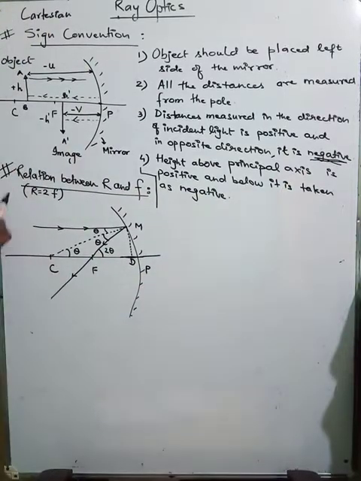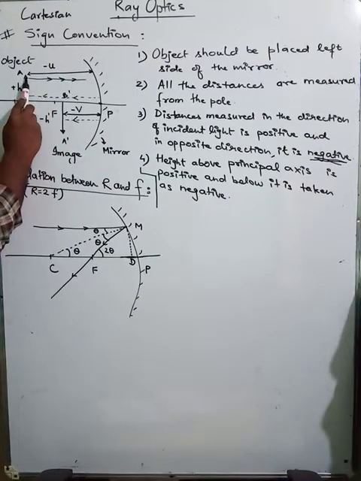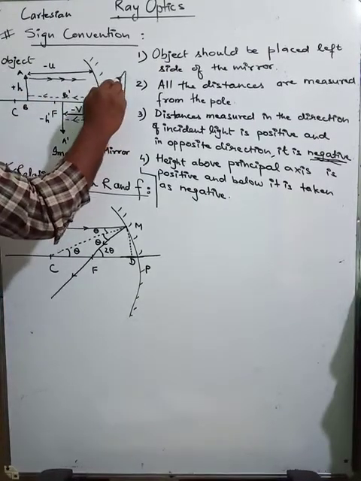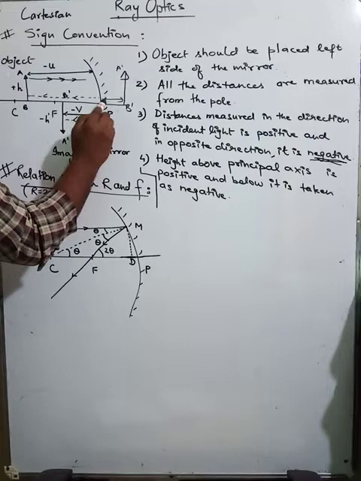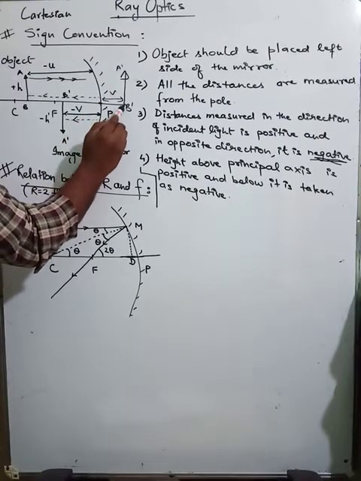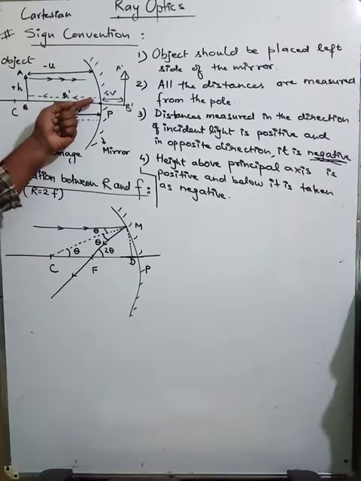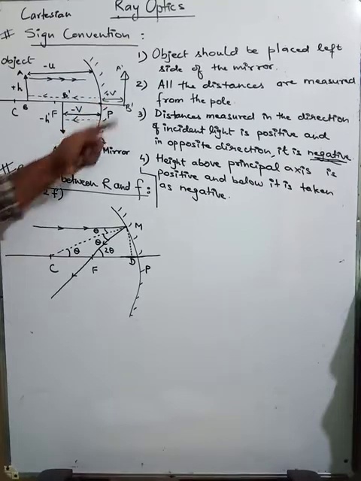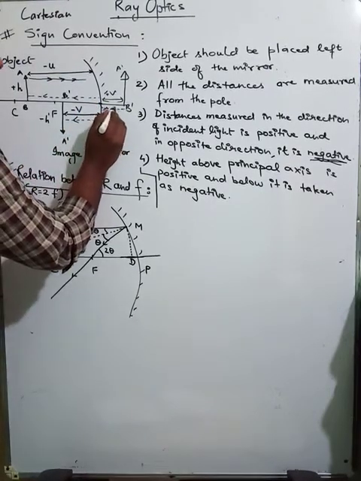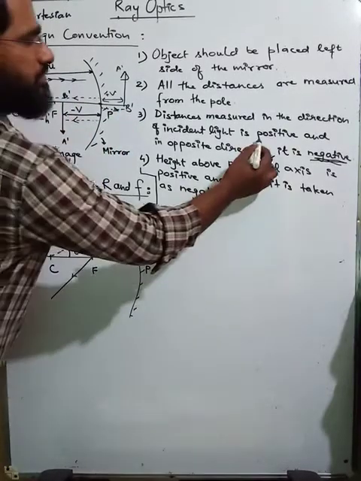And if the distance is measured in the direction of the incident ray, which is going in this direction, suppose the image is formed here, so this is the image. Now we measure the distance from the pole to this image. This distance we write as positive. Why? Because the incident ray is in this direction, the image is formed here on the back side of the mirror, and we are measuring the distance from here to here, in this direction. See the direction. Since both directions are the same, it will be taken as positive.